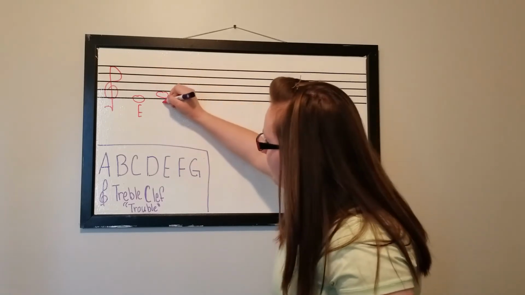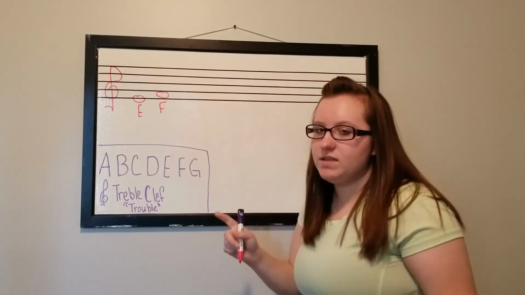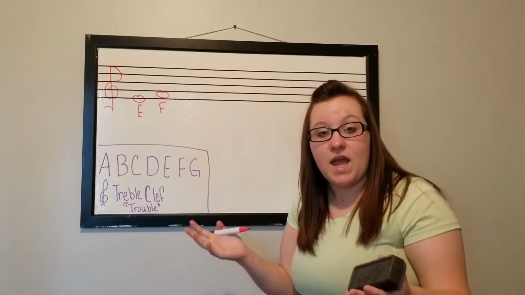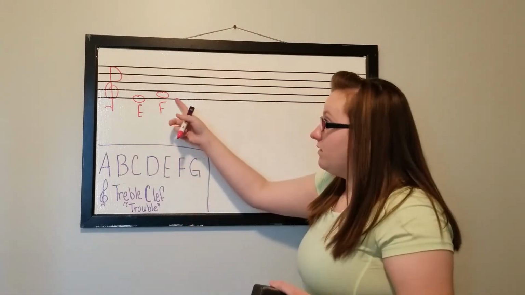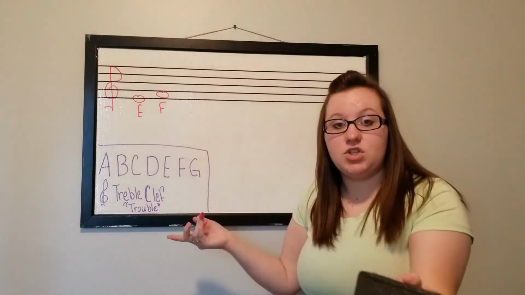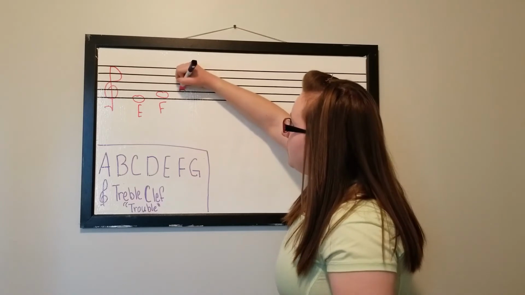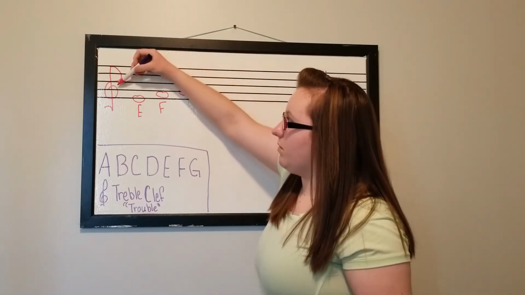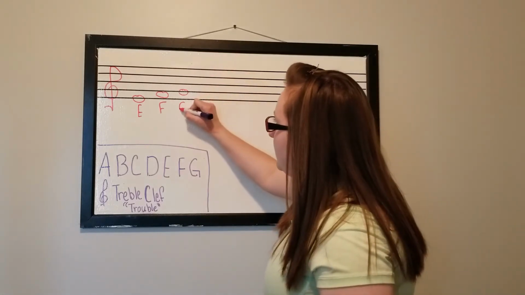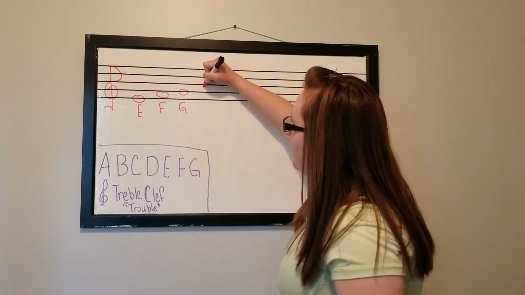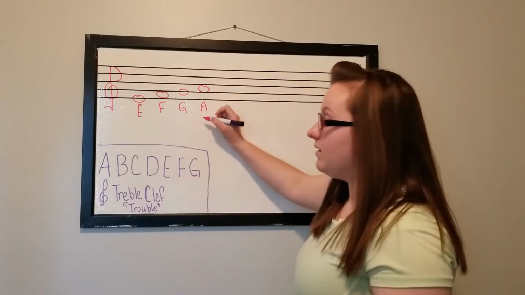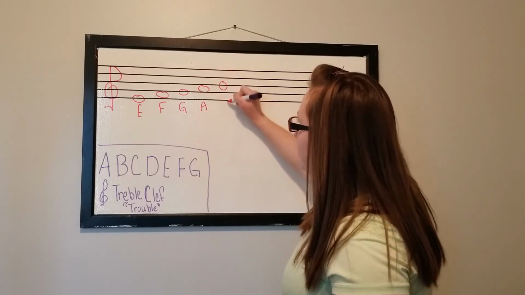Okay, let's see if this system works. Do you remember the names of our spaces? It was the word face. F-A-C-E. That's right. So we have E, F. What comes after F? G. And we already learned this one, because remember, it's the G clef. It circles the G. So we know this is G. Here we have A, because we start over after G. Then we go to B.